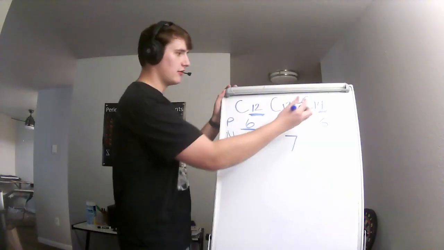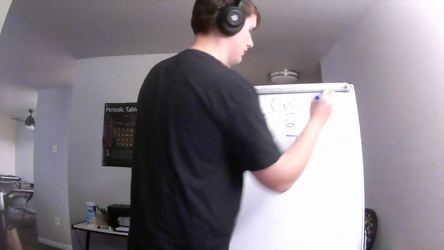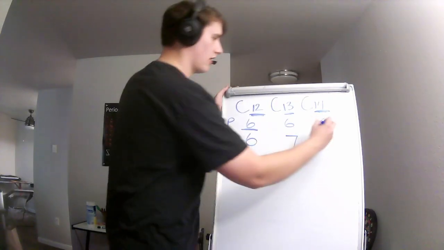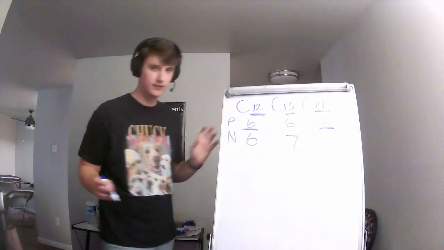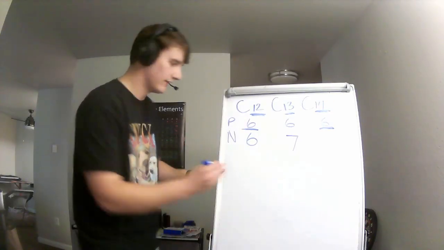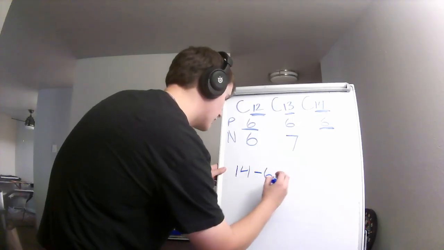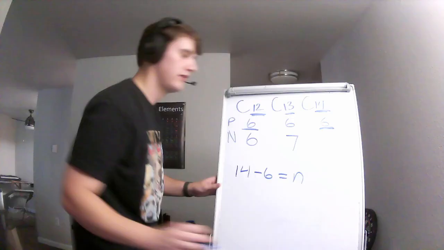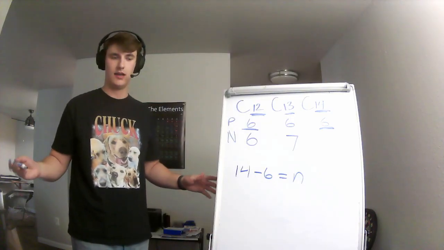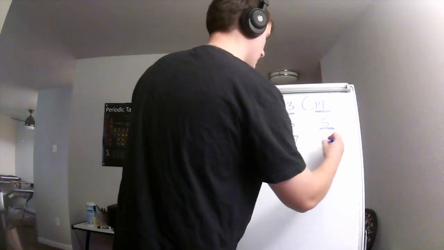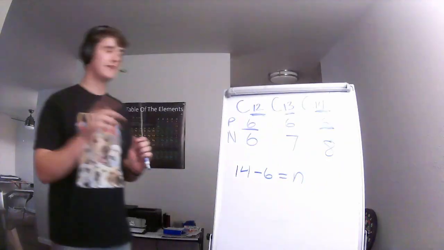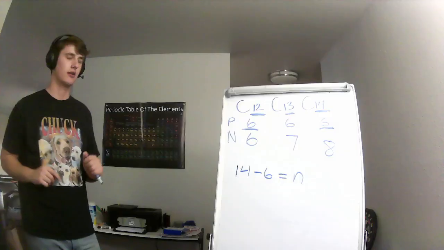Carbon 14, we know it has a mass of 14, right? And we know that carbon always has 6 protons. So if we do the simple calculation, 14, the mass, minus 6, the protons, is going to give us the number of neutrons. Okay? And if you do this math, you're going to get 8. So carbon 14 has 6 protons and 8 neutrons.